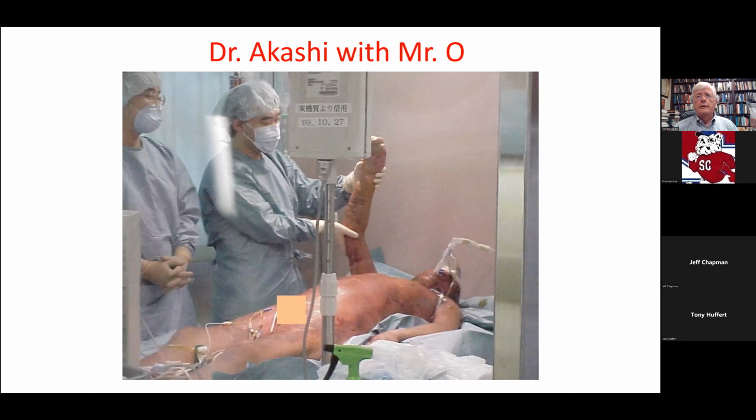Here he is in the ICU. You can see that he's got an endotracheal tube in, he's got a Foley catheter. This is Dr. Akashi, who's formerly the head of NIRS, and he came and worked with us at REAC/TS for some time in the mid-1990s. He is a hematologist and actually trained at UCLA. So here he is with Mr.